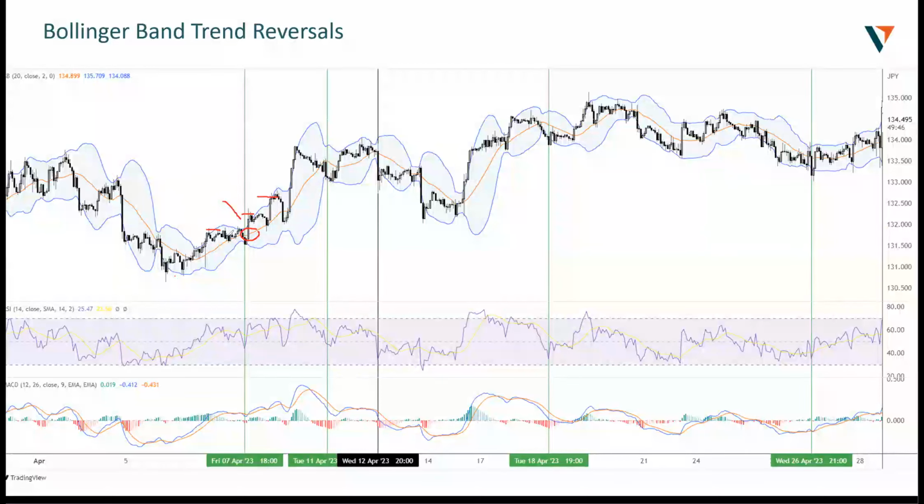So if prices start forming higher lows and higher highs, and you can see that price respected and bounced off the lower band, a crossover of this orange line, or this middle band, the simple moving average, can be used as our bullish confirmation.